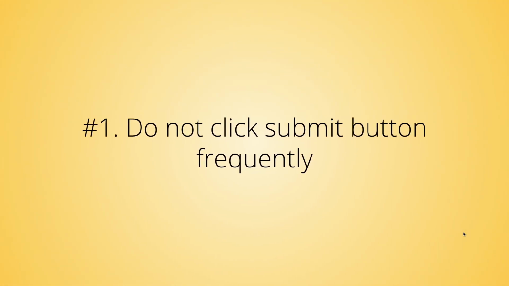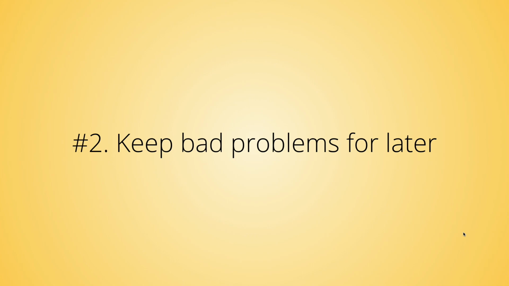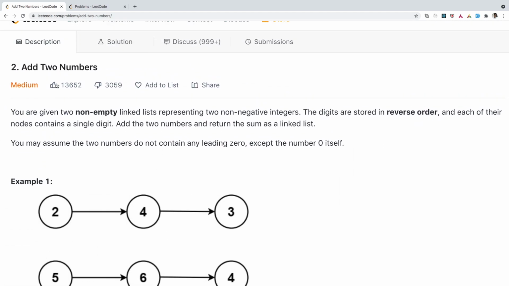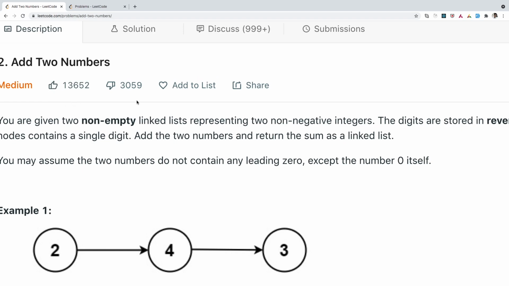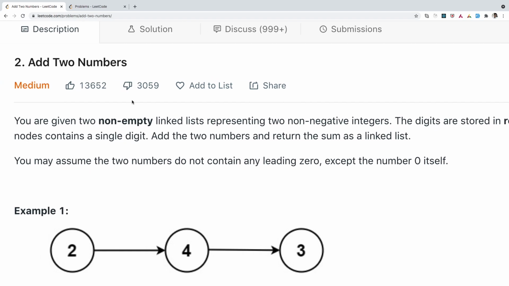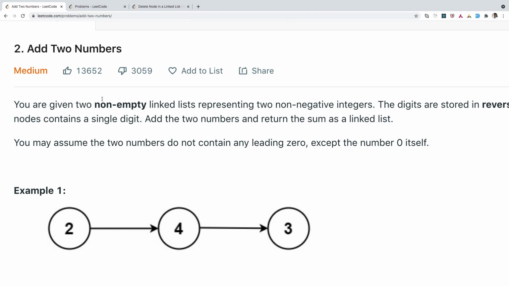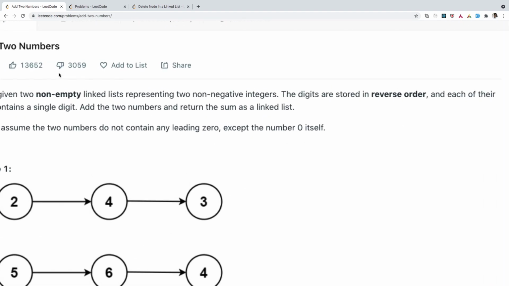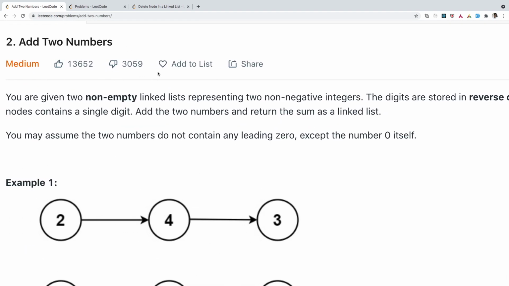Let's move to the second tip. Keep bad problems for later. What do I mean by bad problems? So let me tell you that whenever you solve any problem on Leetcode, if you notice at the top, you will see the number of likes and number of dislikes on any given problem. It is important to understand that you are going to spend an hour or two for this problem, right? So you have to be very careful that are you going to learn something from this problem? So that is the reason you always should check the number of likes and dislike ratio.